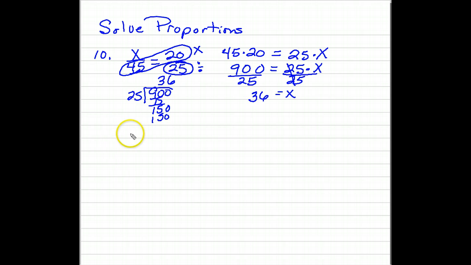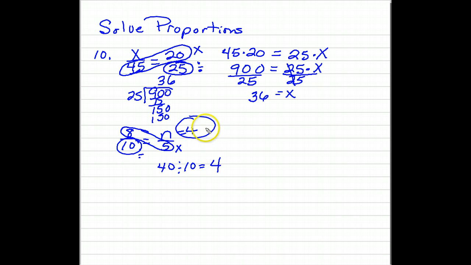So if you have a problem like 8 over 10 equals what over 5? Multiply these two, divide by 10. 8 times 5 is 40, divided by 10 is 4. So n is 4. And you're going to do the same thing with decimals and fractions.